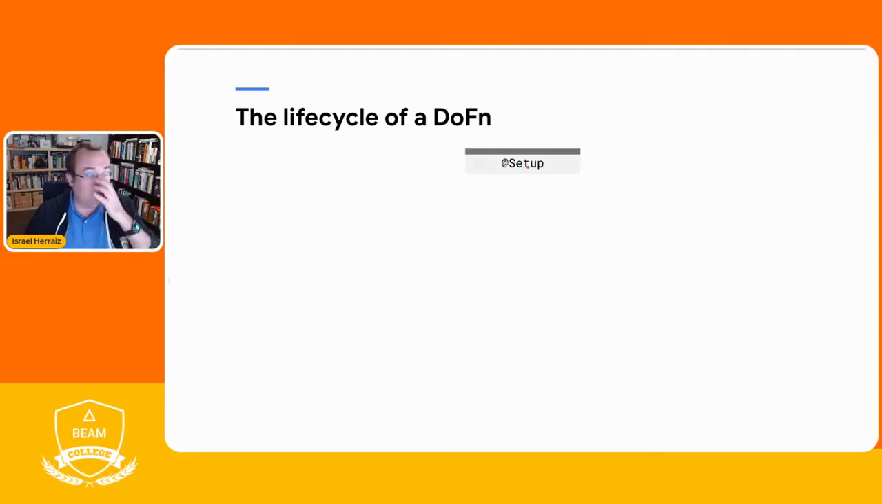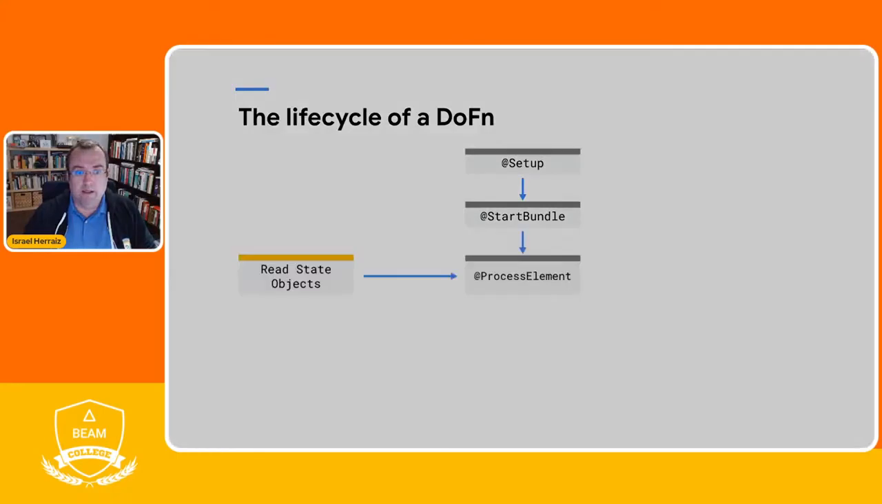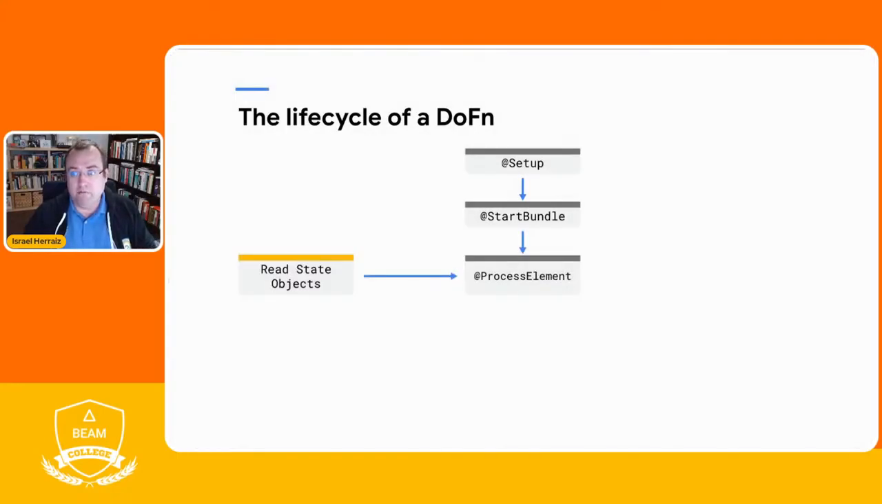Okay, so this is a good place if we have to start, for instance, a database connection, if we are going to use this database connection when we are running and processing our elements. Then for every bundle of data, the start bundle is called, okay? And in the bundle, we will typically have several elements. And then for each one of the elements, the process element is called, okay?